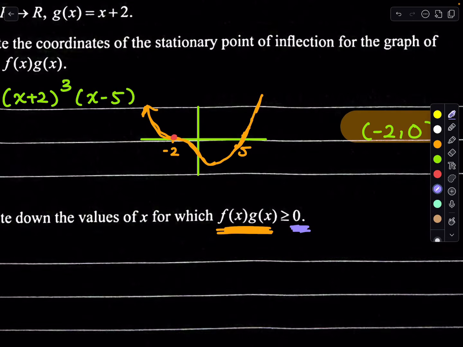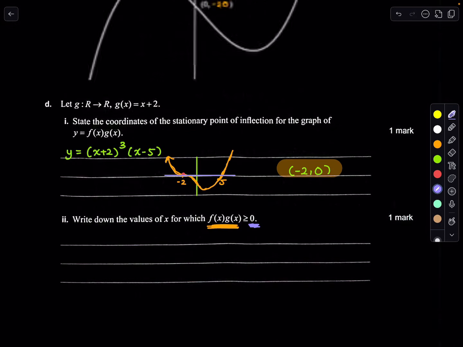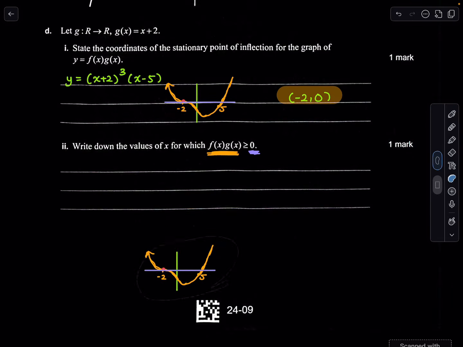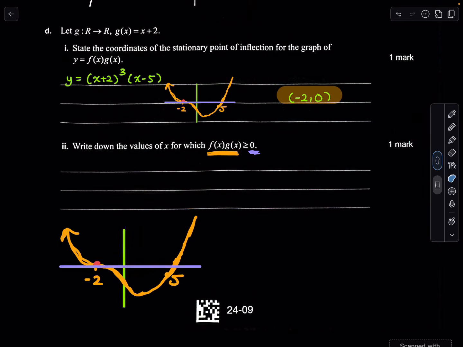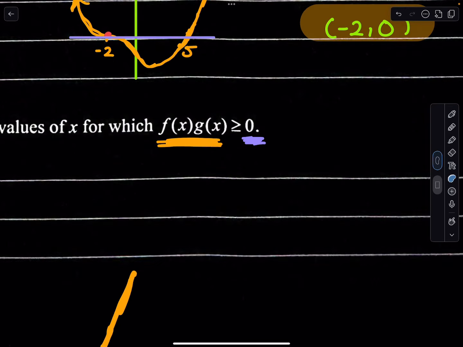Can you see how f of x times g of x, the function in this case, is the orange graph? And I'm also going to draw a y equals 0 graph in a purple color. You see I'm drawing that in a purple color? Like that. Beautiful. We're going to use this to help us solve this inequality.